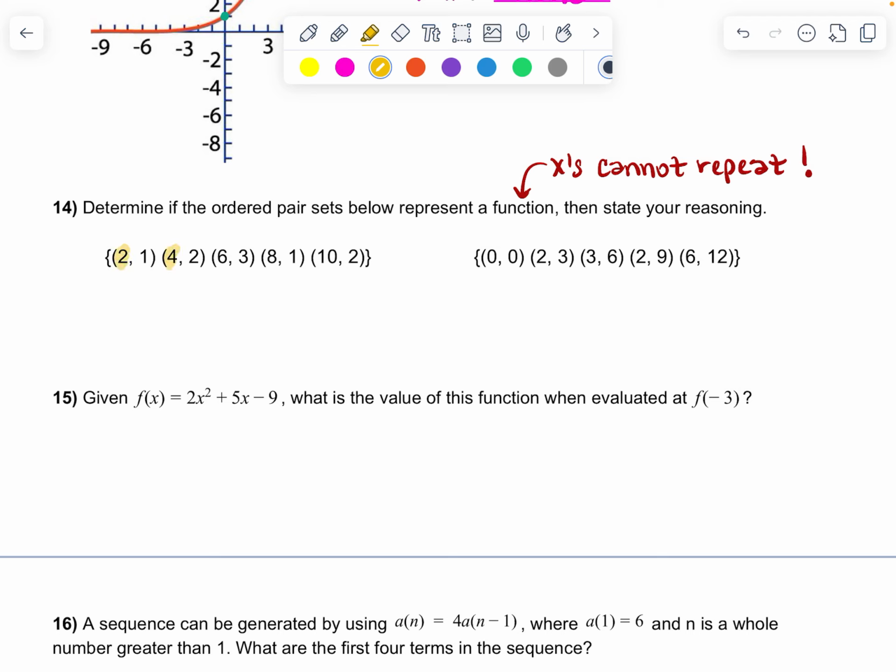I'm going to go look at all my x's, 2, 4, 6, 8, 10. Oh, my x's did not repeat. So yes, function.